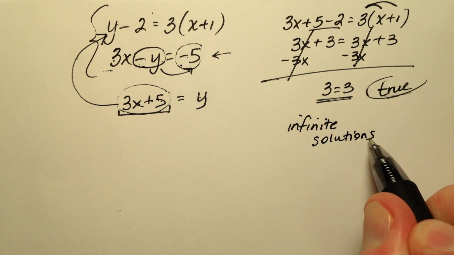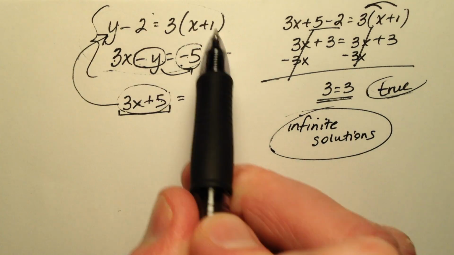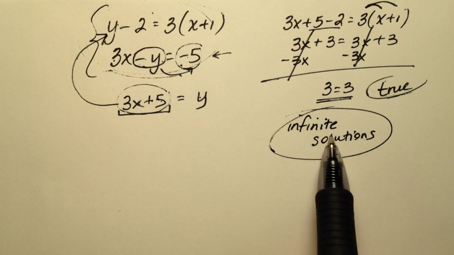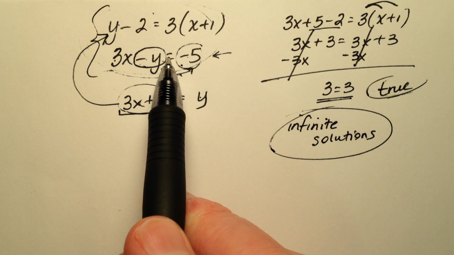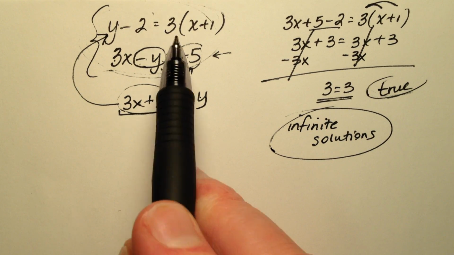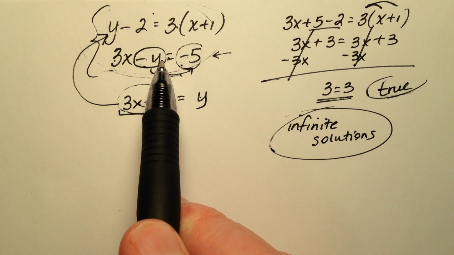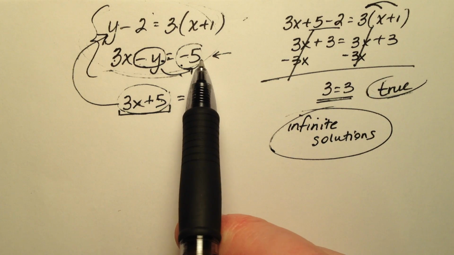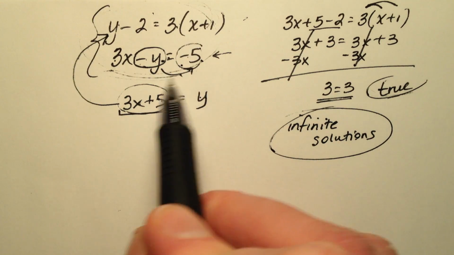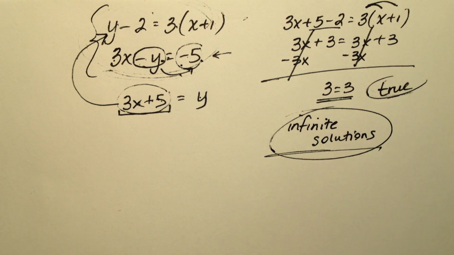So that's also good for the system as a whole, which means if it has infinite solutions, these two lines, if I were to graph them, are actually the same exact line. They would be coincident, one on top of the other. So that means that every solution of one equation is also a solution of the other equation. So this system then has an infinite number of solutions.